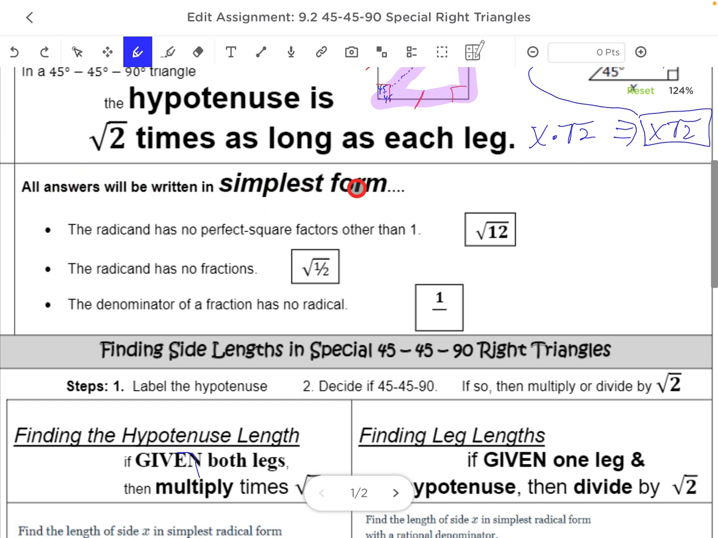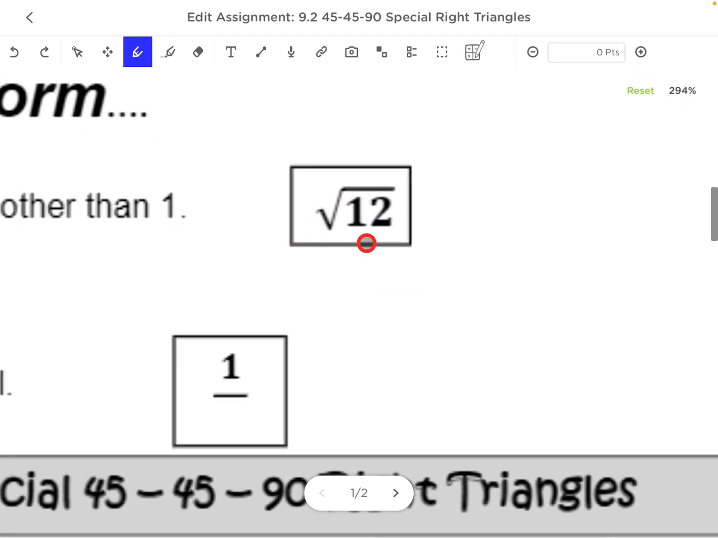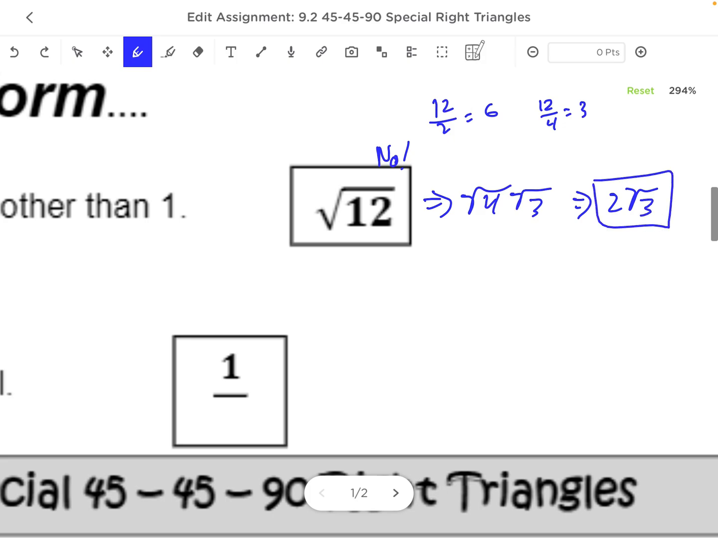All answers have to be in simplified form when we're talking about radicals. It means a radical cannot have any perfect squares other than one. So we ask ourselves, what's the largest perfect square that goes into that? Square root of 12. We would say 12 divided by 2 gives us 6, so that's no on that one. Then 12 divided by 4 is equal to 3. That tells us we're going to use square root of 4 times the square root of 3, and that pops out into 2 square roots of 3.